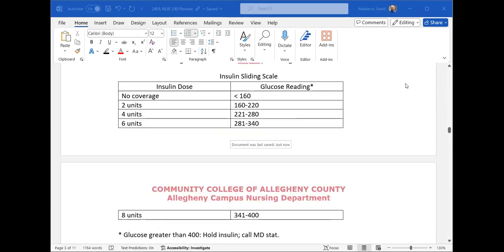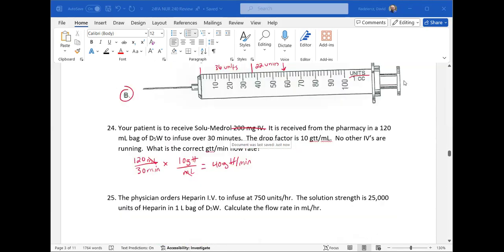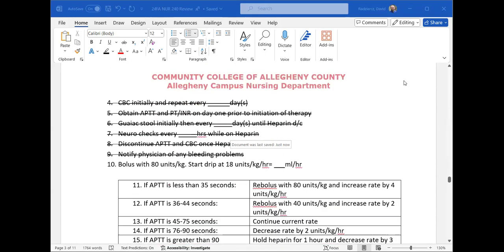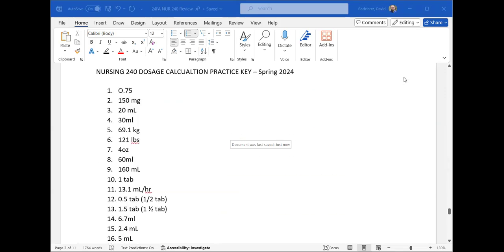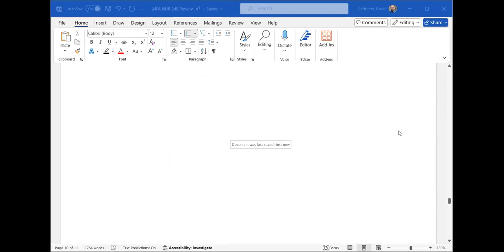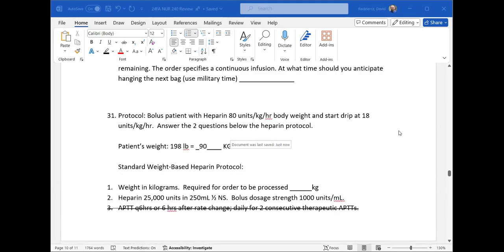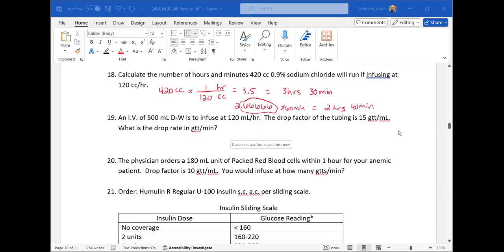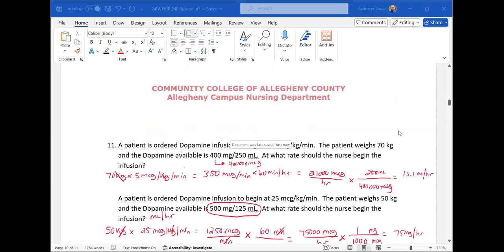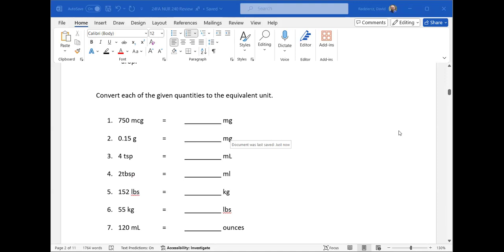Let me just double check. What would be better is if I just had a separate number four. Yeah, 30. So I corrected it on here. Sometimes when the keys and the reviews get made, things get transferred incorrectly. So sorry about that. All right. Well, double check. If there's anything that you got wrong and you're certain that it was right, let me know. I'll make the corrections as needed.